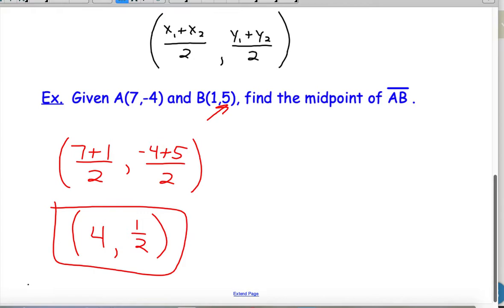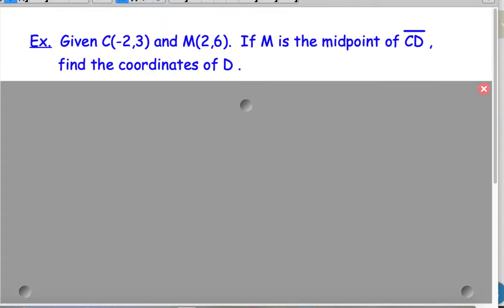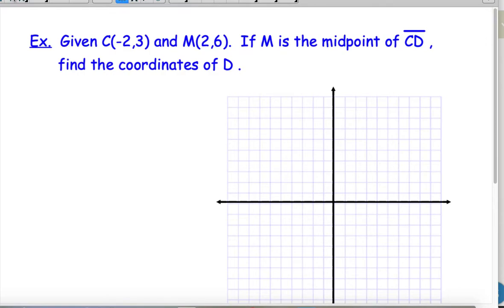There you go. All right, let's try one last example. What if I gave you one of the endpoints, and instead of giving you the other endpoint, I actually gave you the midpoint? How would you find the other endpoint of your segment? Well, once again, there's two ways to do this. We could use the formula.